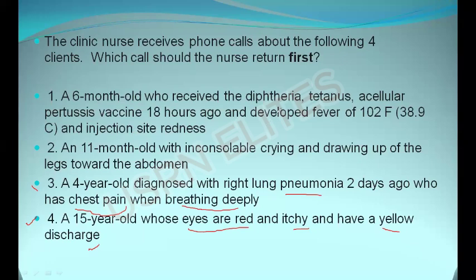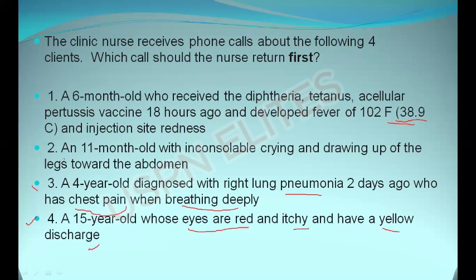A 6-month-old who received some vaccines 18 hours ago and developed fever. We all know that some infants, when they get these vaccines, have high temperature within the first 24 hours, which should go down. Our pediatricians here can confirm. It is not compulsory for them to have it, but some might have these high temperatures. So it is also normal.